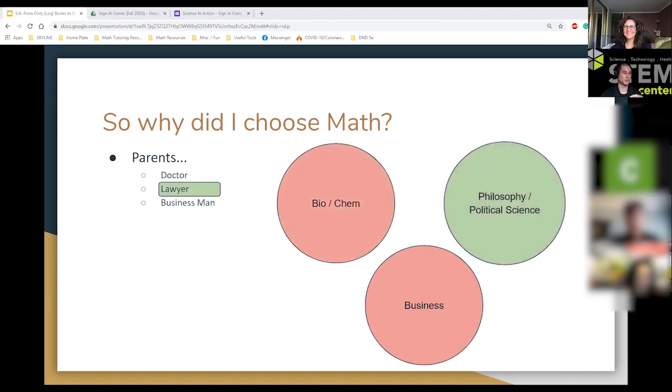Contrast that with wanting to pursue a law degree. I felt like I had to declare a philosophy or poli-sci major, but then definitely not biochem or business. Likewise, if I wanted to be a businessman, I wanted to declare in the business major and stay away from the other disciplines.